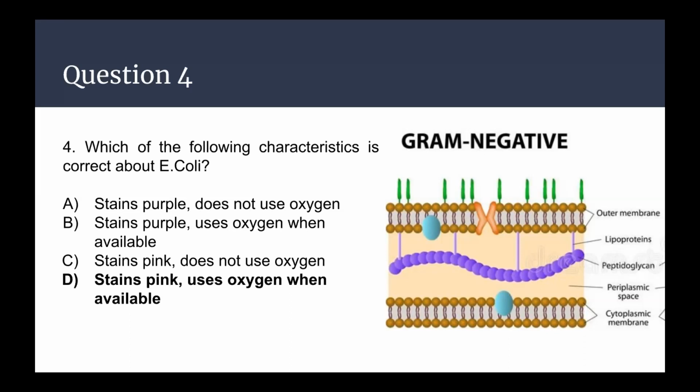So the passage said that E. coli is a gram-negative facultative anaerobe. Gram-negative bacteria has 2 layers of cell membrane and it has a thin layer of peptidoglycan sandwiched in between these 2 layers of cell membrane. Because of this, the violet dye will stain gram-negative bacteria weakly, and so the bacteria will look pink. So E. coli will stain pink. And facultative anaerobes will use oxygen only when it's available, but they don't need oxygen for its survival. So did everyone get D for this question?